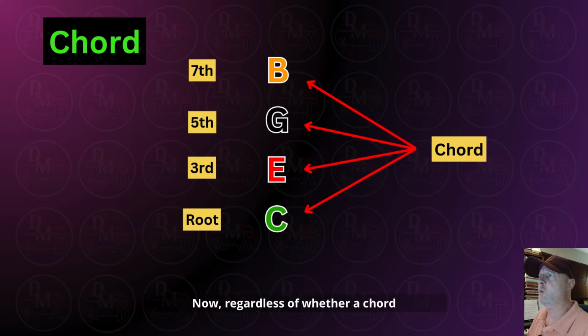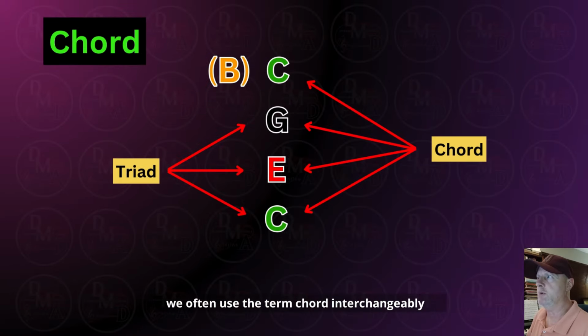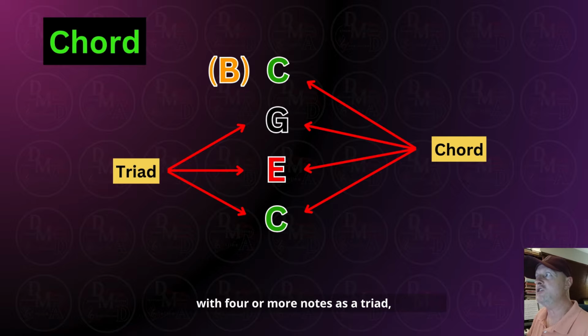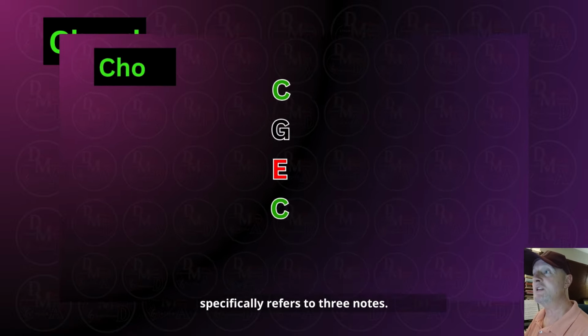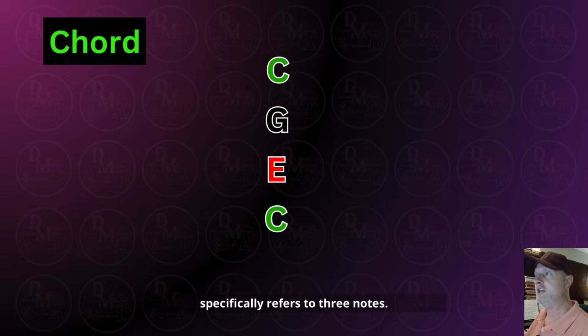Now, regardless of whether a chord has 3 or 4 notes, we often use the term chord interchangeably. However, we can never refer to a chord with 4 or more notes as a triad, since the word triad specifically refers to 3 notes. So for the sake of avoiding any confusion, I will use the term chord throughout this tutorial.